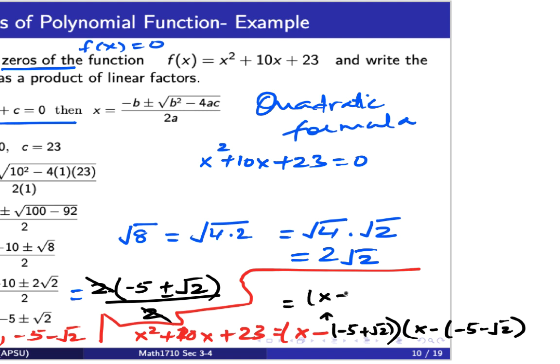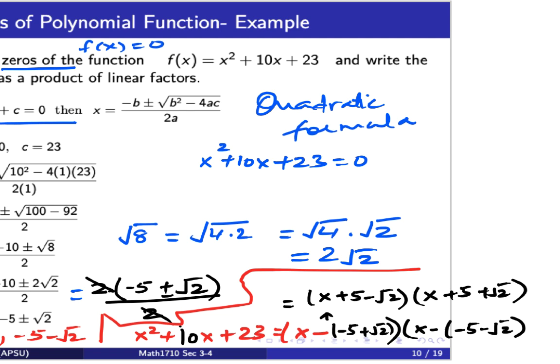It's x minus, now minus goes inside, okay? It's plus 5 minus square root 2 times x plus 5 plus square root 2. So this polynomial, x squared plus 10x plus 23, is written in terms of linear factors as x plus 5 minus square root 2 times x plus 5 plus square root 2.